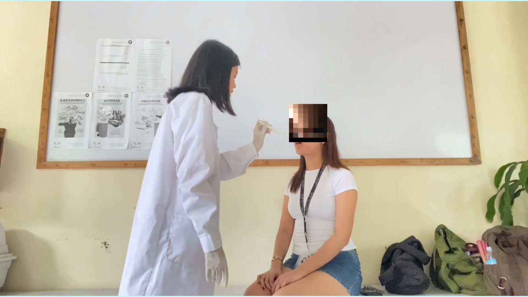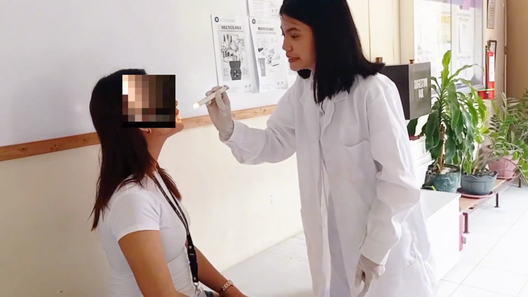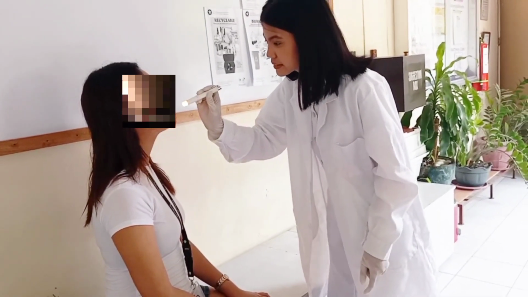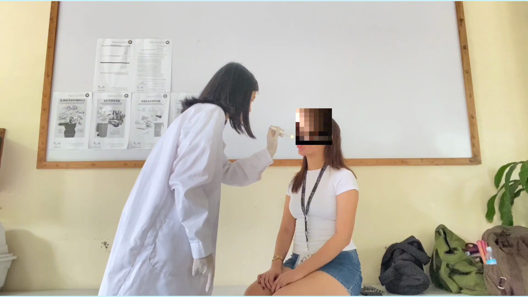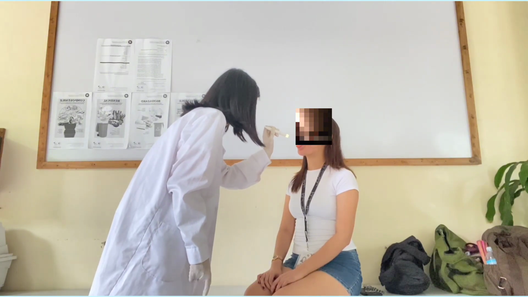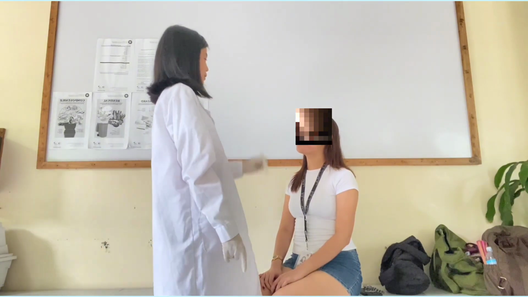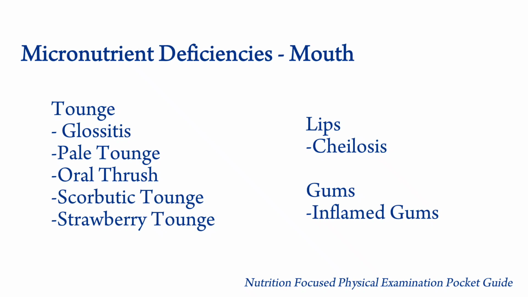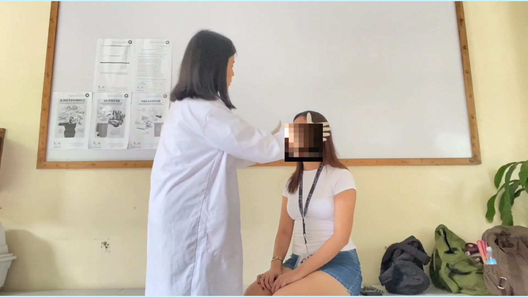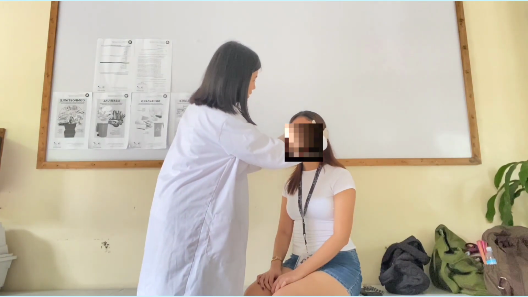Look at the mouth for signs of micronutrient deficiencies, such as cracking or lesions. Using the pen light, make sure to examine the teeth, gums, tongue, and insides of the cheeks for any abnormalities or discolorations. Don't forget to look at the buccal or cheek region to examine fat loss.